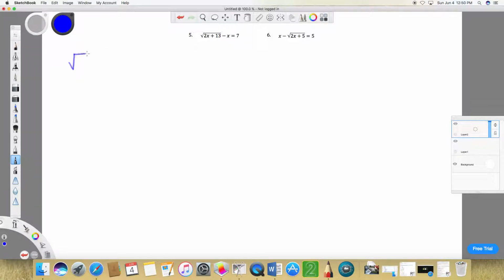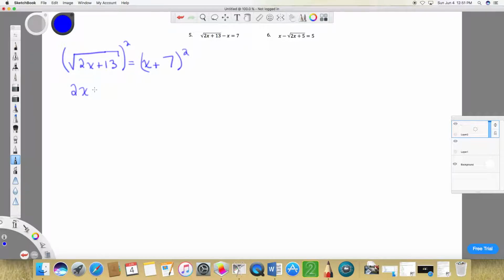We have the square root of 2x plus 13. We want that term by itself, so we need to add x to each side. And now to get rid of this radical, we need to square each side. And we need to recognize that when we do that, we introduce the possibility of extraneous solutions.